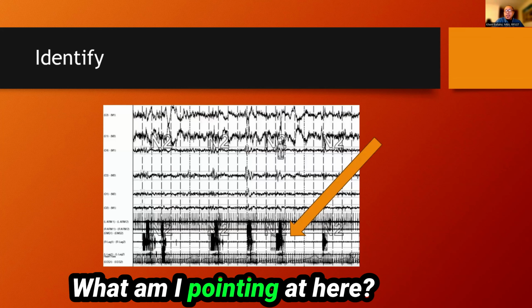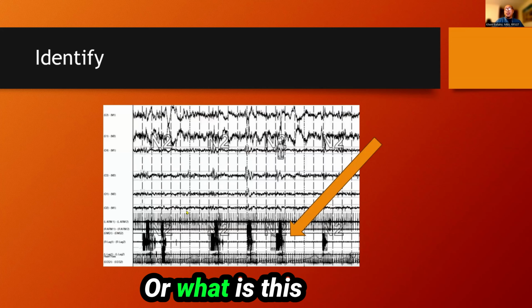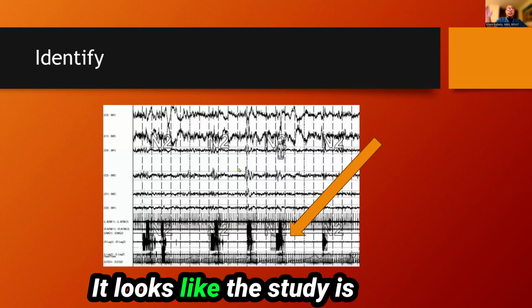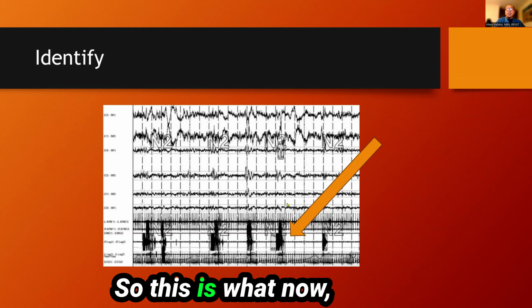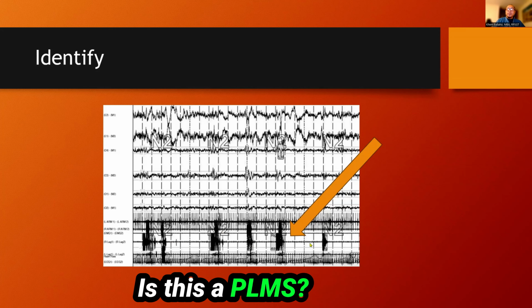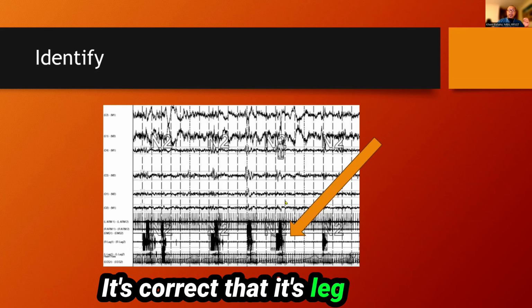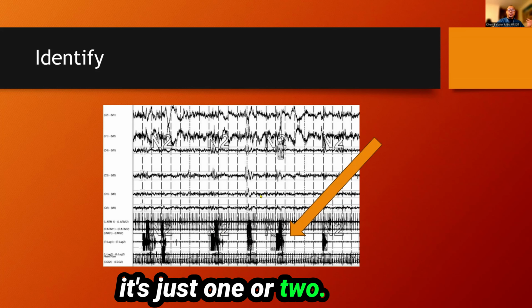What am I pointing at here? Or what is this study pointing at? It looks like the study is crunched. Leg movements, particularly what? So this is what? Right. Is this a PLMS? PLMS. Yeah. It's correct that it's leg movements. Maybe it's just one or two.